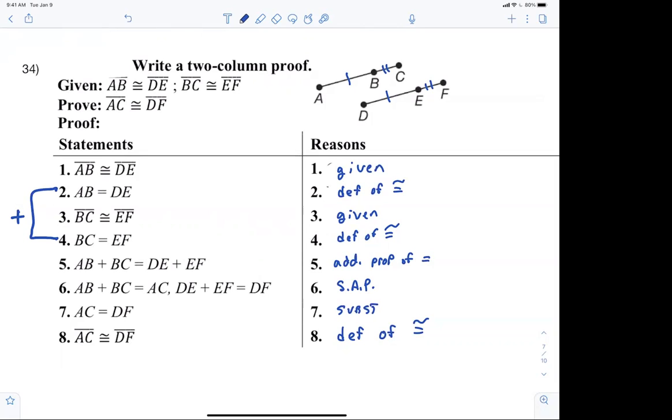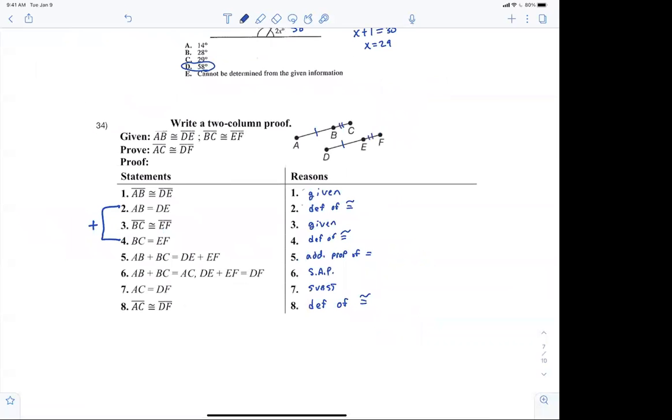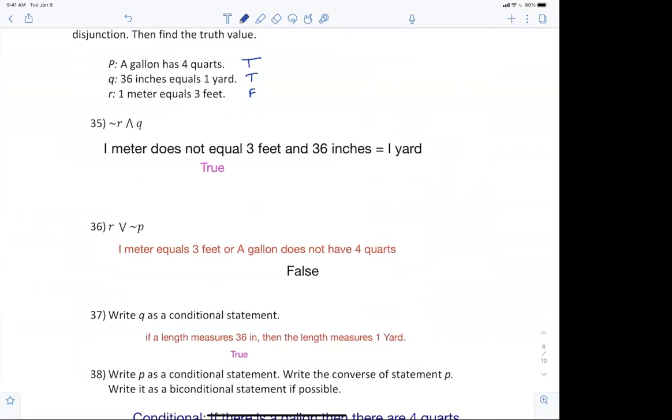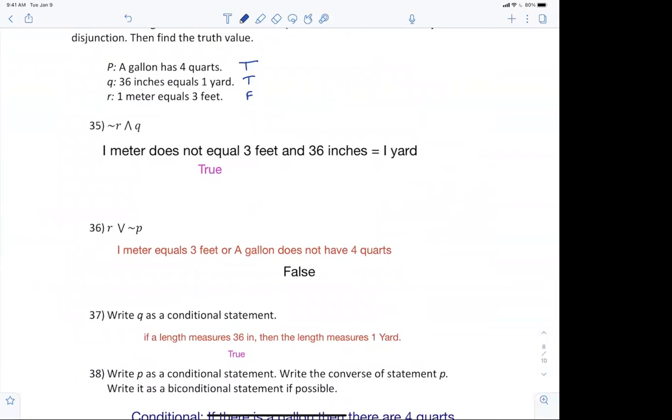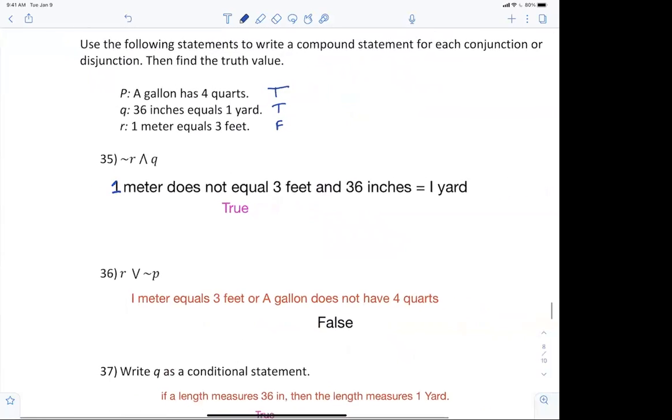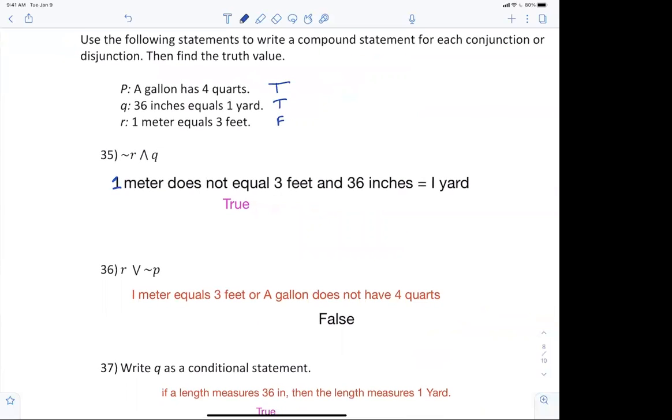Somebody else? All right, here we go. Now, these are just understanding the notations, in my opinion.